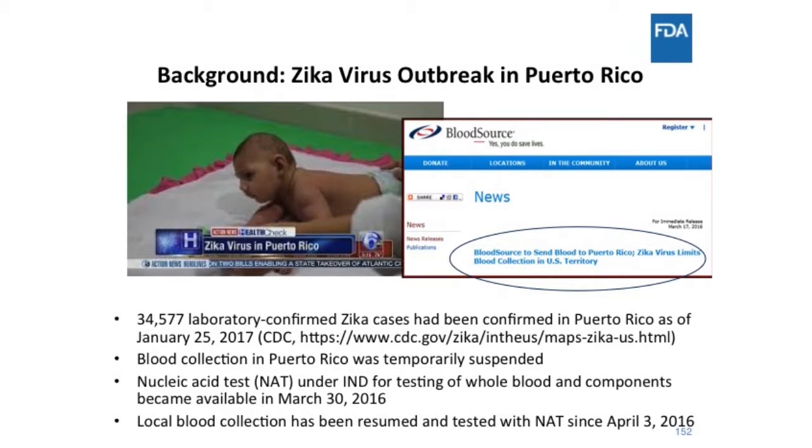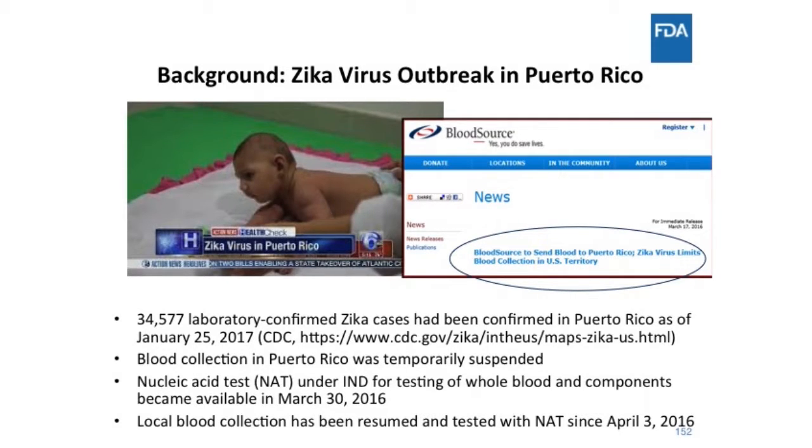As of March of last year, there had been 372 known cases of Zika virus transmission. Since then, as of about a week ago, there have been almost 35,000 laboratory-confirmed Zika cases in Puerto Rico. The outbreak as of last year was of sufficient concern that blood collection in Puerto Rico was temporarily suspended at the start of that. There was a 6-week suspension, but this was not a sustainable policy.